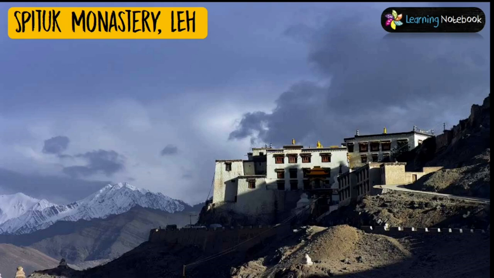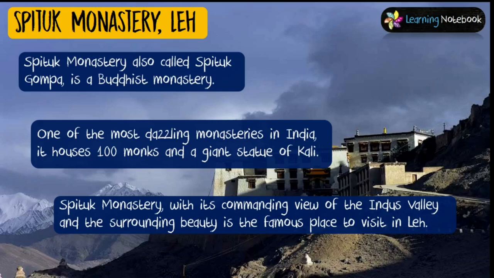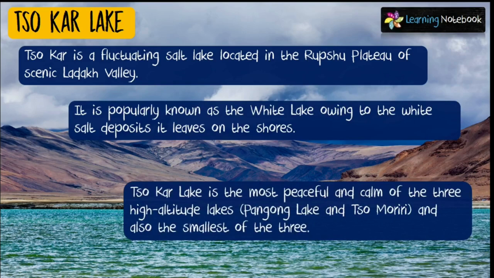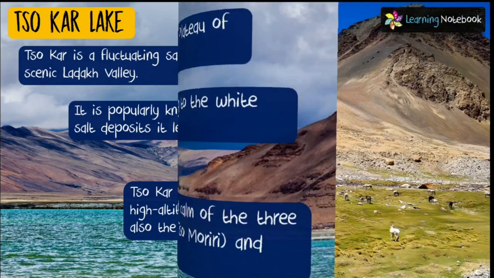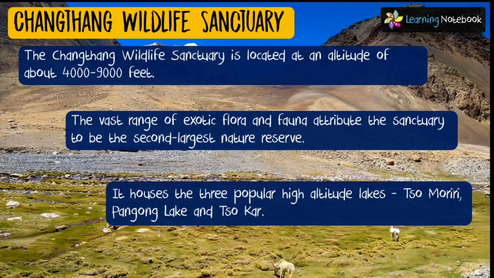Spituk Monastery in Leh. Tso Kar Lake, which is a fluctuating salt lake. Changthang Wildlife Sanctuary. It houses the three popular high altitude lakes, Tso Moriri, Pangong Lake and Tso Kar.